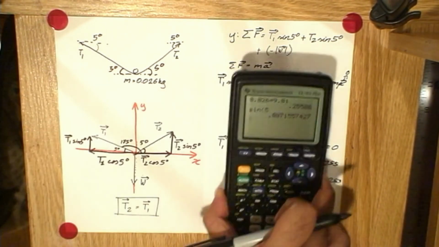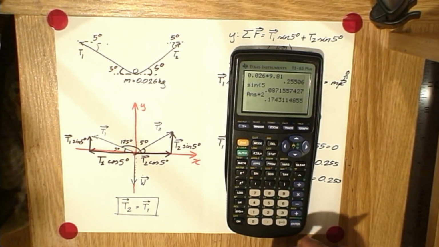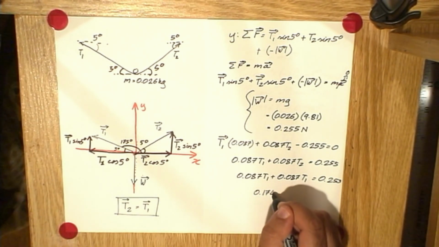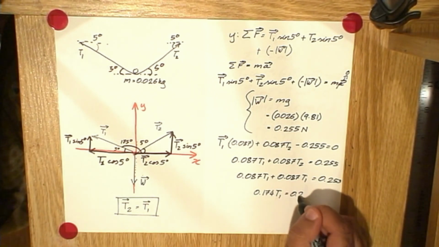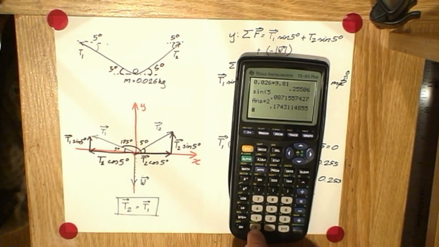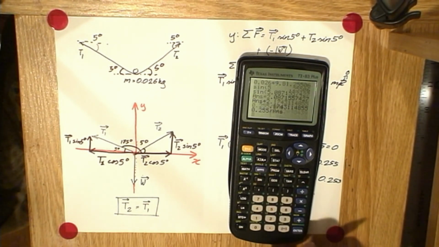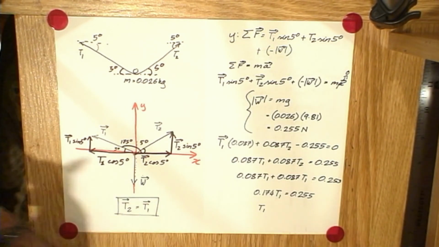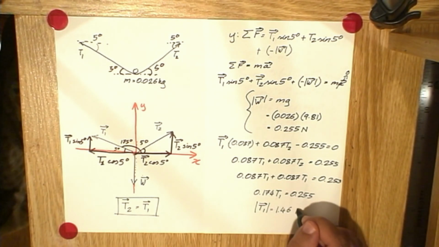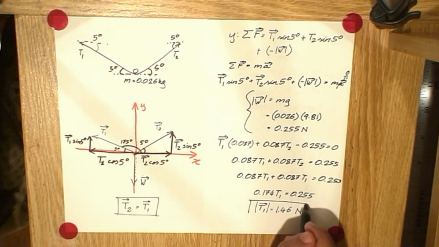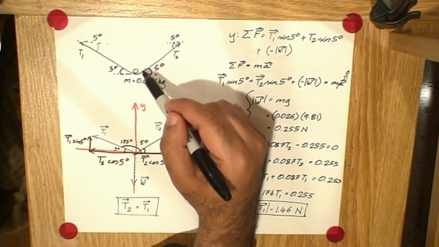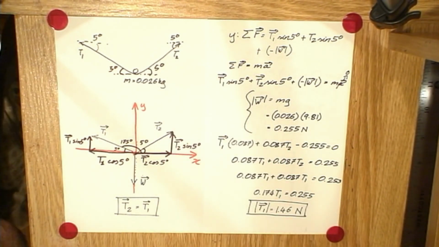So, what's 0.087 times 2? 0.174. So 0.174 T1 equals 0.255. And so the last step is to divide both sides by 0.174. And we get 1.46. So T1 is equal to 1.46 newtons. That's the size of the tension in the left side of the string. And since we know that T2 is equal to T1, the tension in the right side must also be 1.46 newtons.